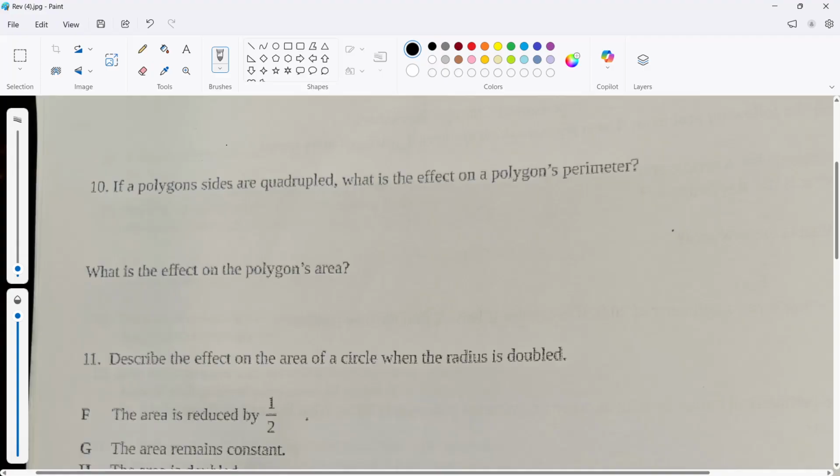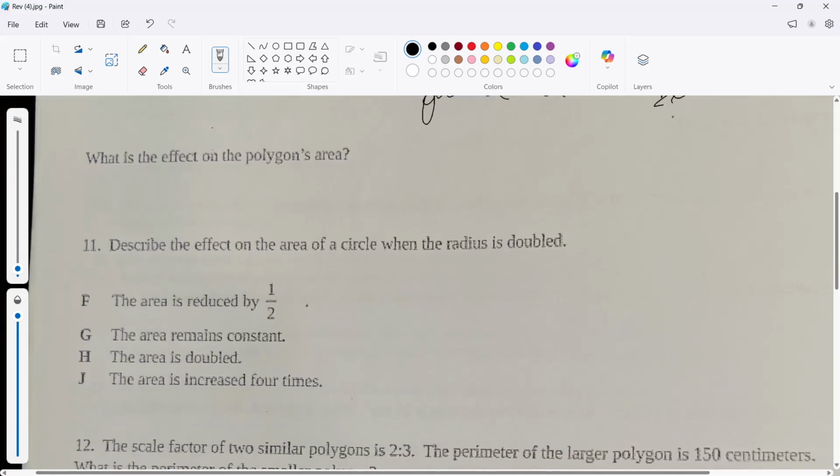If a polygon's sides are quadrupled, what is the effect on its perimeter? Quadrupled, whatever, however you spell it. That's times 4. What would be the area? It would be times 4 squared, or 16. But this one, it's linear. If the sides are quadrupled, the perimeter is quadrupled, and the area is multiplied by 16.